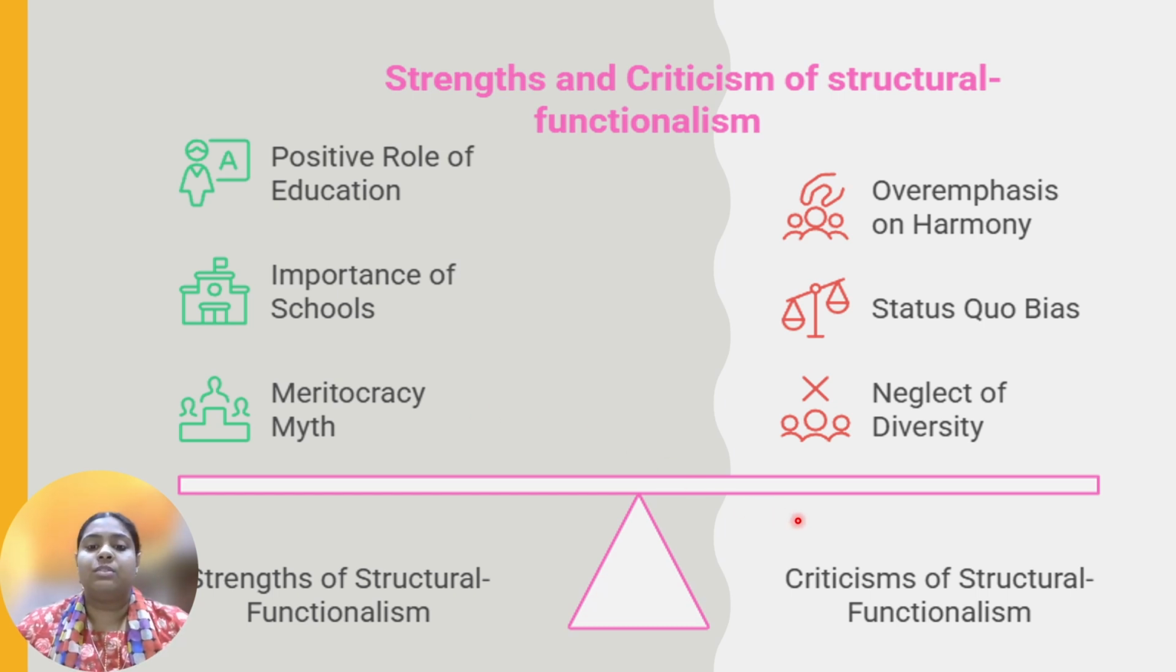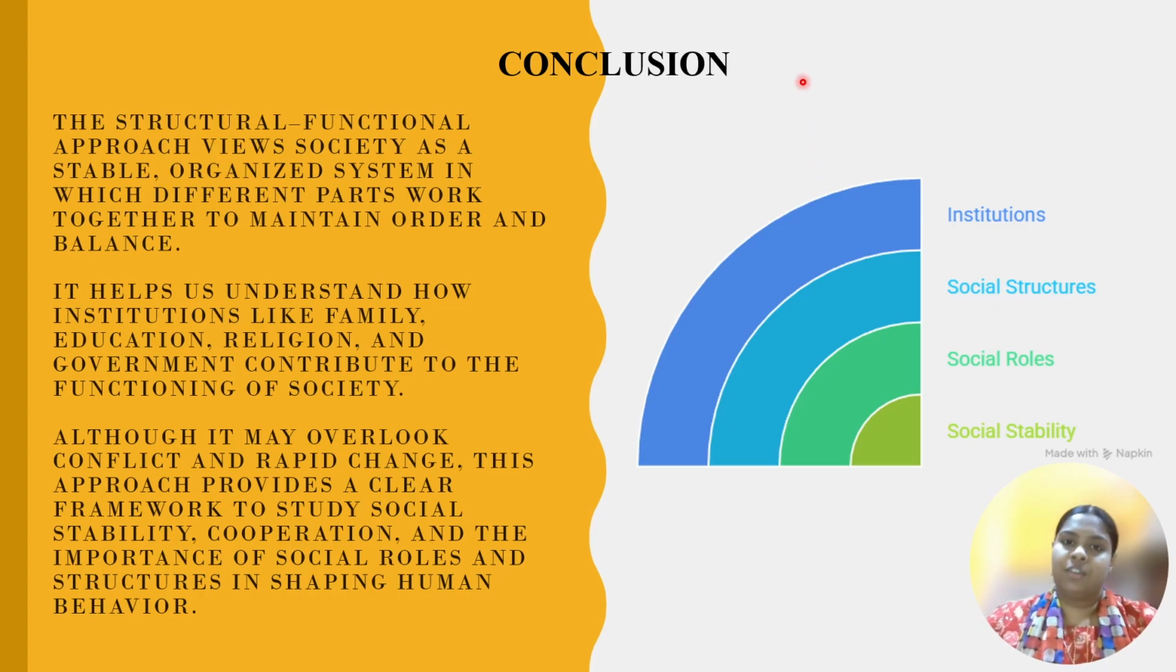Now, let's move to the criticism of structural functionalism. It gives overemphasis on harmony of the individuals in the society. Also, status quo bias. It tells that individuals in a society never develop their status even though opportunity is still there in the society, and also status bias exists in our society. Next, neglect of diversity. In our society, there are various different kinds of individuals. No individual is the same. Every individual is unique and different in their own way. It neglects this factor.